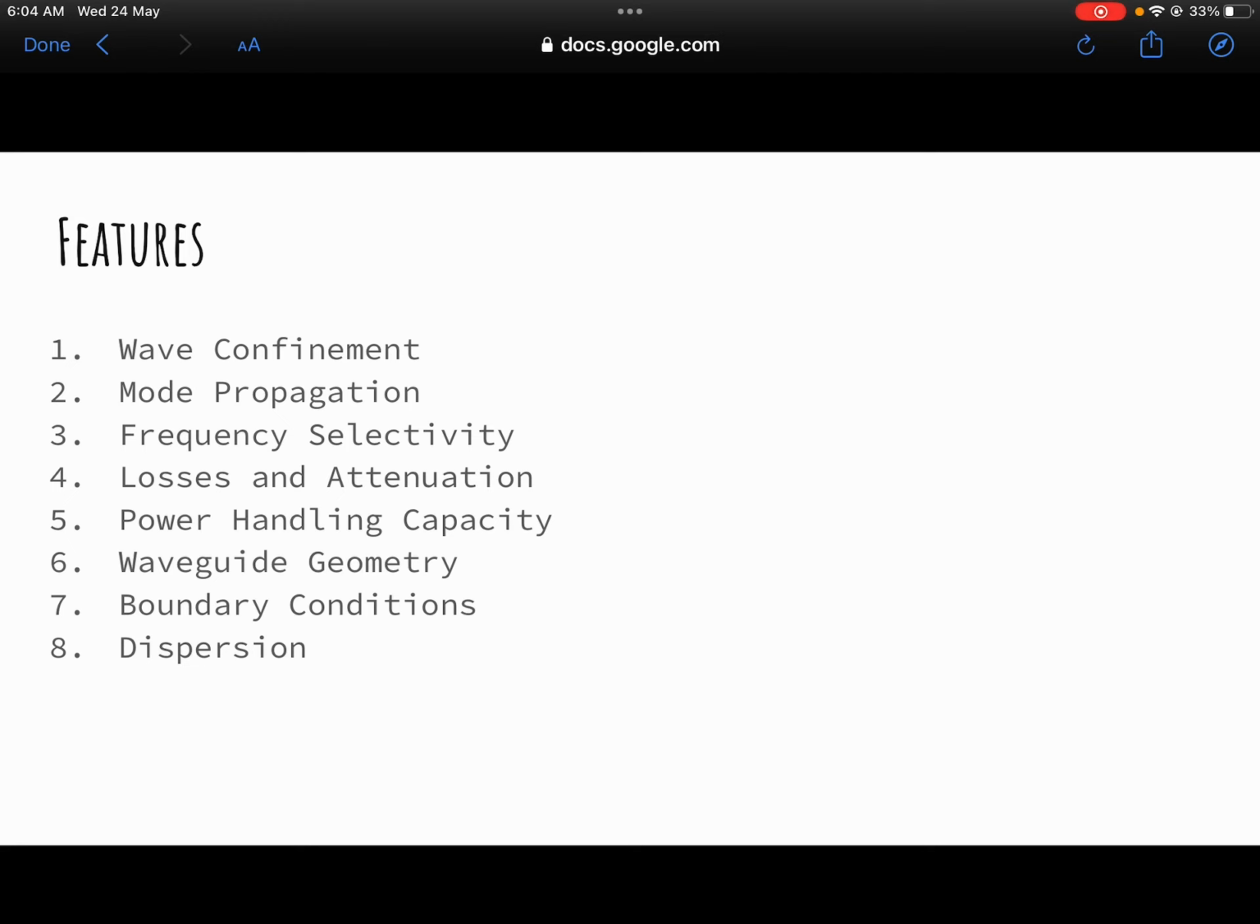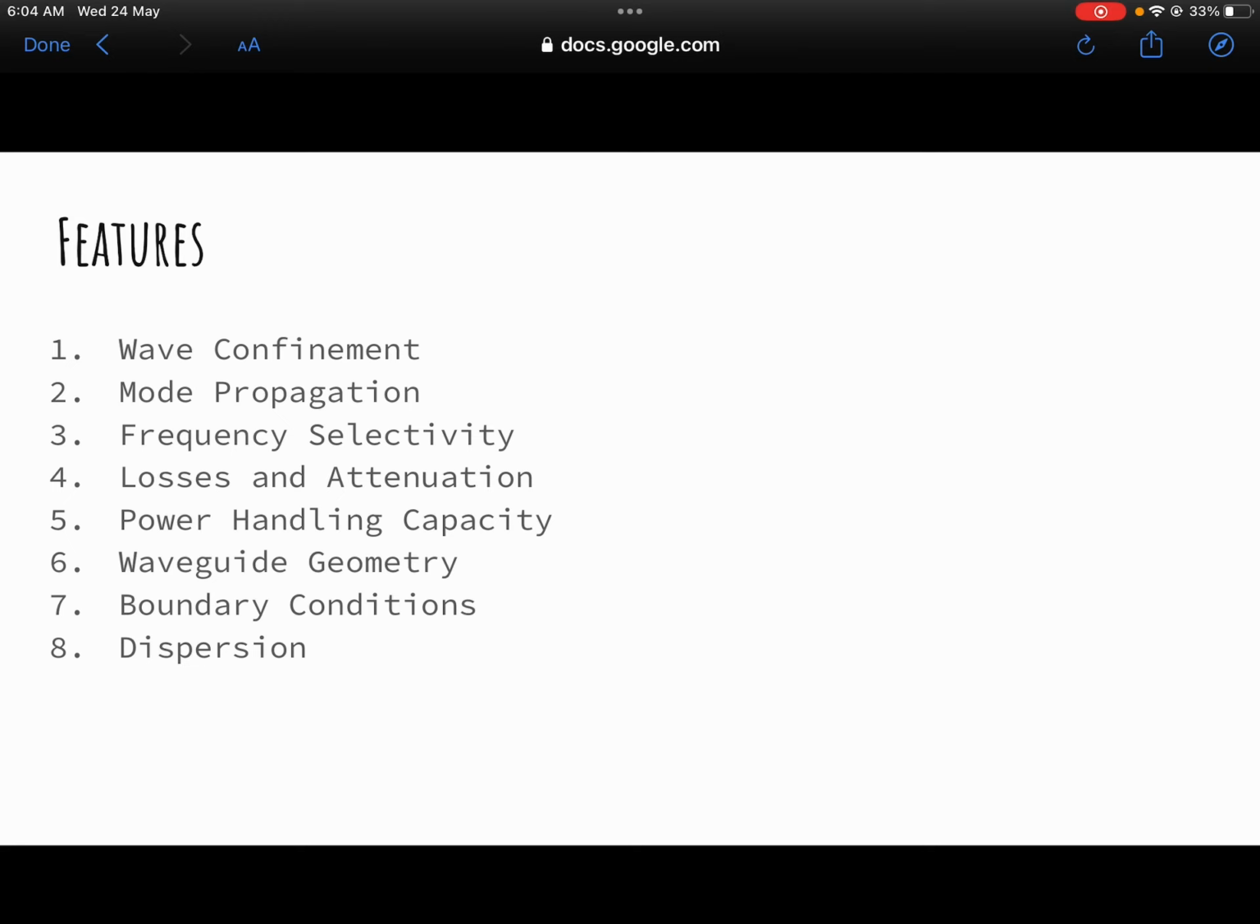Next is losses and attenuation. While waveguides minimize losses compared to other transmission media, they still experience some level of attenuation. The material composition, surface quality, and other factors influence the amount of signal loss that occurs during wave propagation.